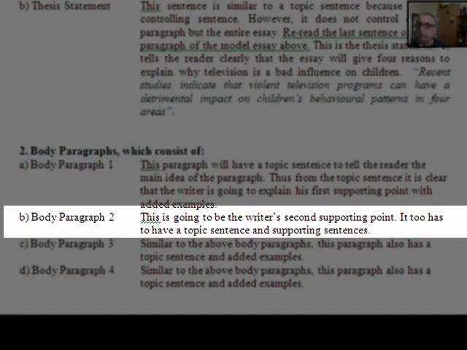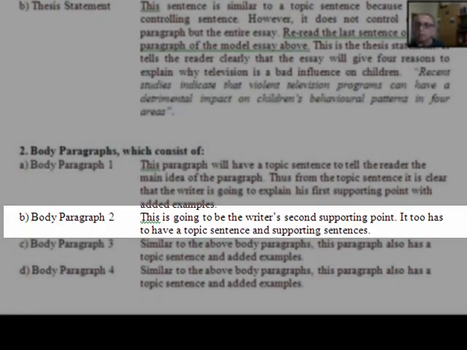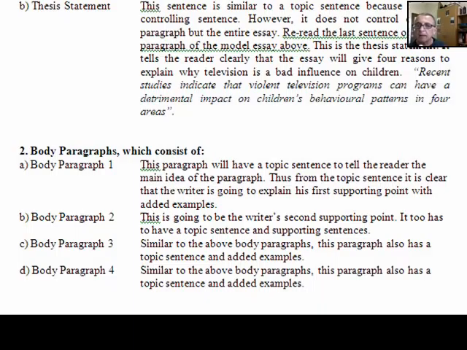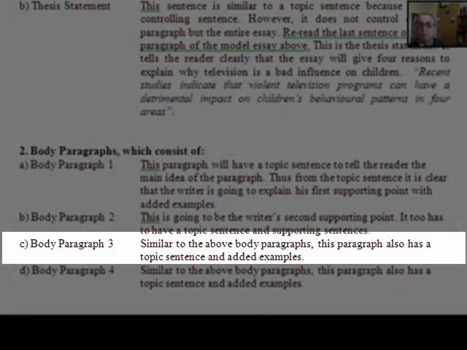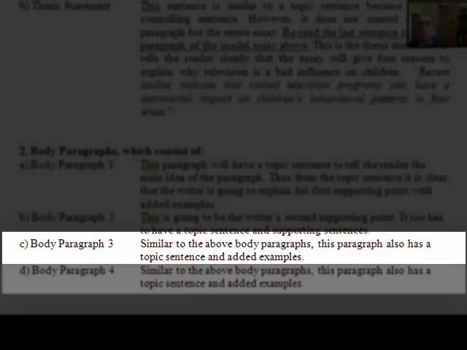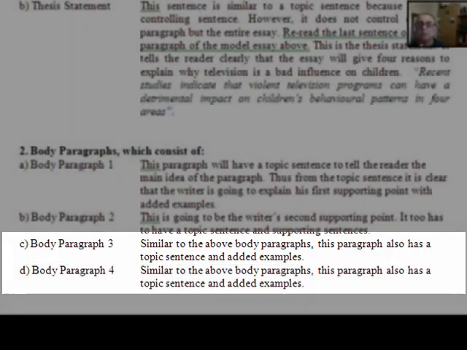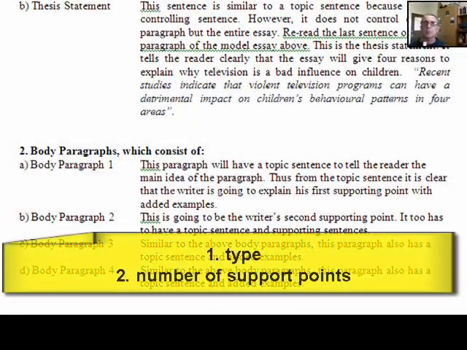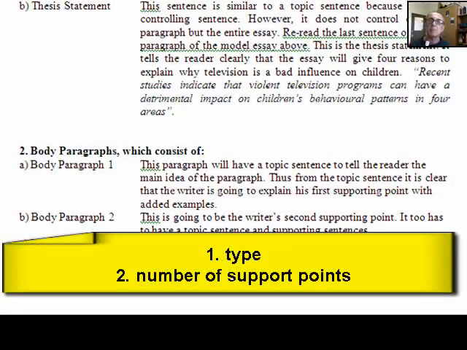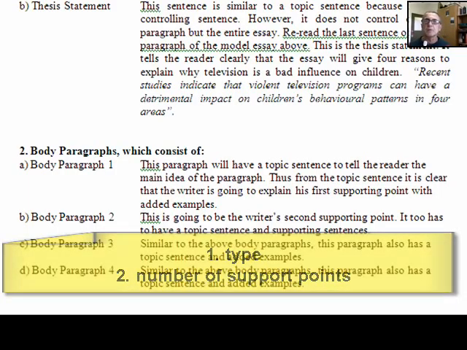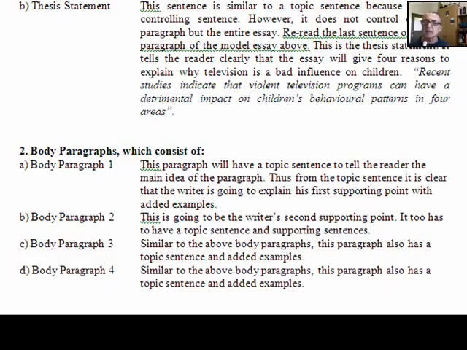Okay, then we have body paragraph 2. And this is going to be the second supporting point, and it too has to have a topic sentence and supporting ideas. Body paragraph 3 is similar, and body paragraph 4 again, of course, is similar. So the number of body paragraphs you have will depend firstly on the type of essay, and secondly on the number of support points you've indicated in your thesis statement.